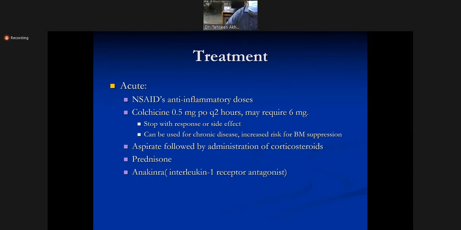NSAID is one of the most important anti-inflammatory drugs used in acute gout. It acts rapidly and reduces the pain as well as the inflammation. We can also use colchicine for this purpose, 0.5 milligram orally, or it may require 6 milligram. And when we have a response, we stop this medicine because it also has some side effects.